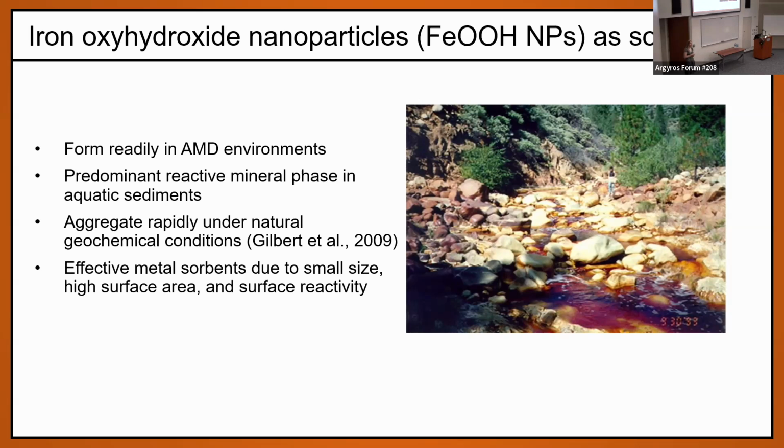They also aggregate rapidly under various geochemical conditions, meaning that they're not just floating around as singular nanoparticles, but they're coming together in our environments. And as said, they're effective sorbents, largely due to their small size, high surface area, and thus high surface reactivity. This picture here is acid mine drainage. You see that red color flowing through a stream.